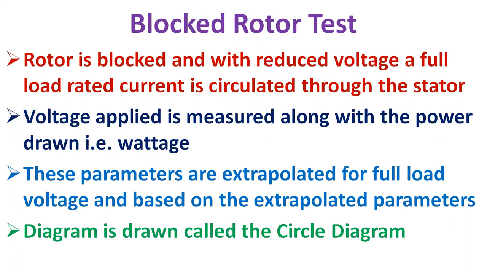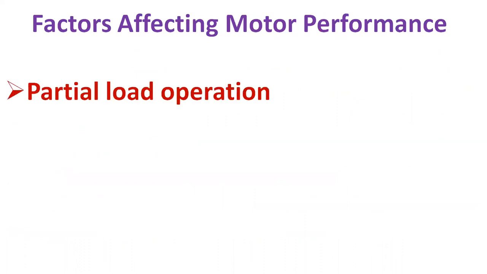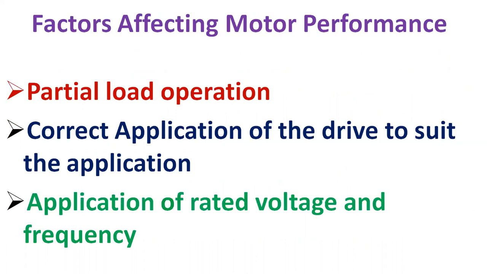The mechanical losses such as friction and windage losses are fixed losses depending on bearings and aerodynamic losses associated with the ventilation fan and other rotating parts. Stray load losses are difficult to measure and are taken as a thumb rule based on certain standards. Then factors affecting motor performance: it depends on partial load operation, correct application of the drive to suit the application, and then application of rated voltage and frequency. So these three are very important factors affecting motor performance.